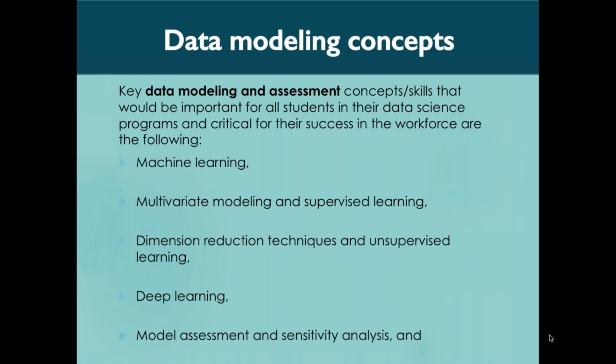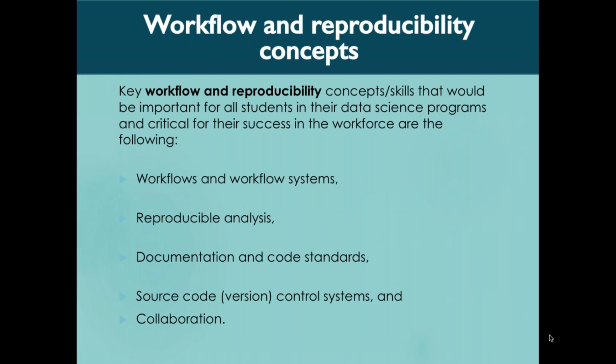Data modeling, again, here's a place where historically statistics has done a fair amount, but there's a lot of new approaches with both statistical and machine learning approaches, multivariate modeling, dimension reduction, and other places where we've focused not as much, but we think are really important at the undergraduate level for data scientists.